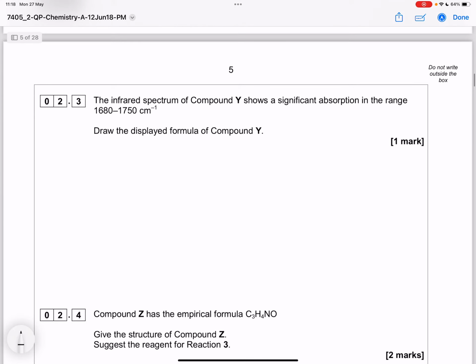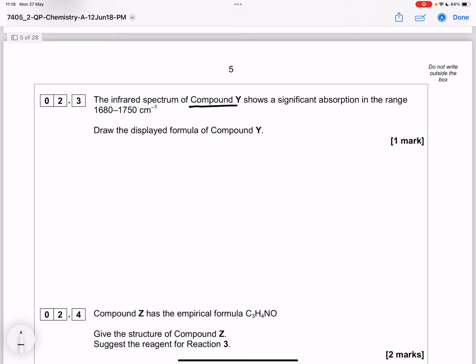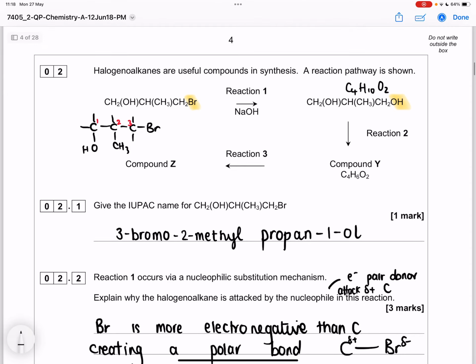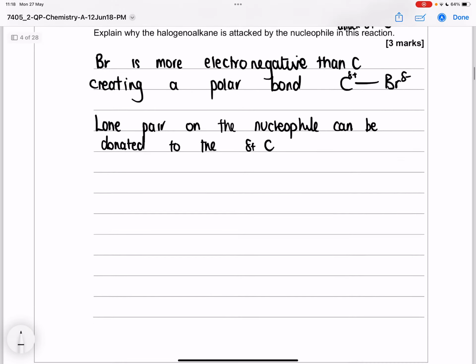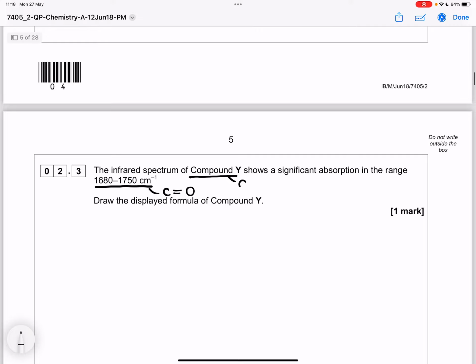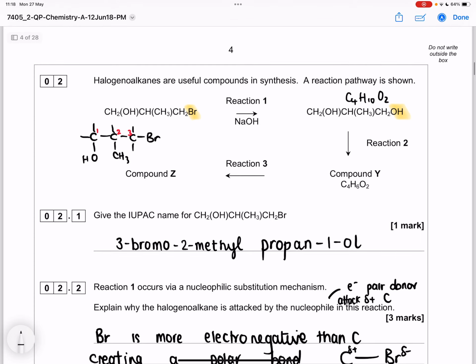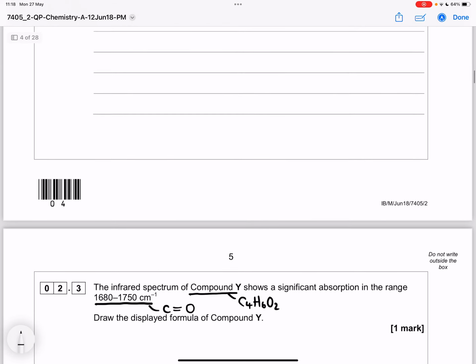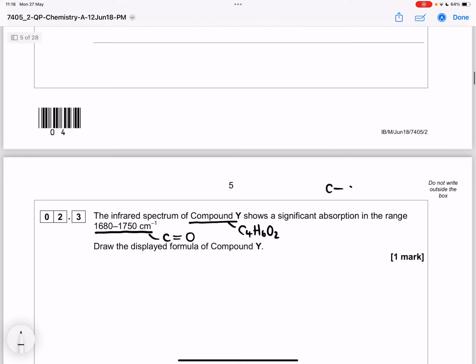And then it says the infrared spectrum of compound Y. So you go to table A on the data sheet and you look this up, 1680 to 1750, and it says it's a C double bond O bond. Now remembering that compound Y, if we just scroll back, was C4H6O2. So we'd lost quite a few of our hydrogens from our compound that we had before, which, remembering our compound that it was coming from had a methyl group on number 2, and we'd nucleophilically substituted the Br for an OH.